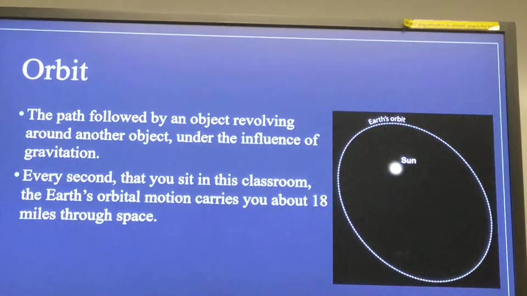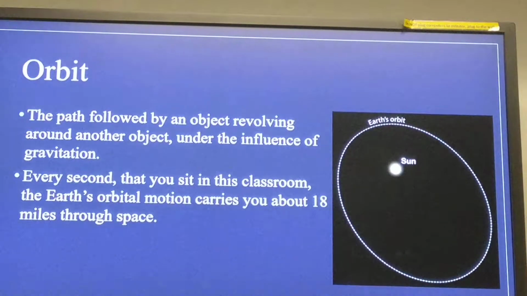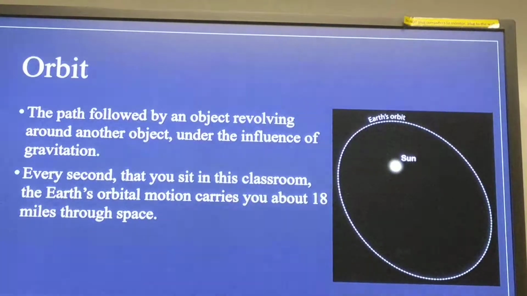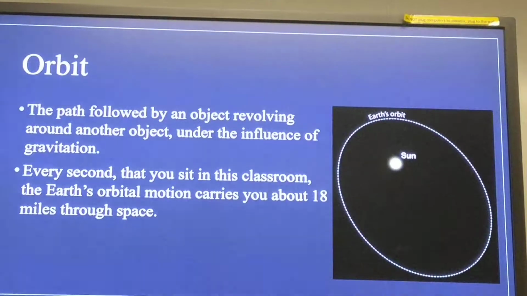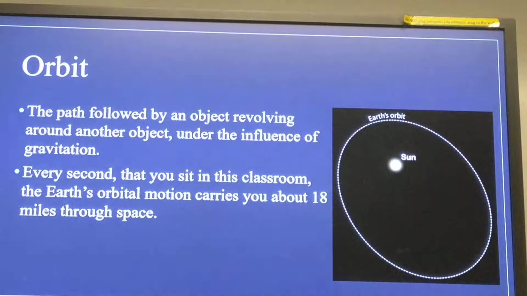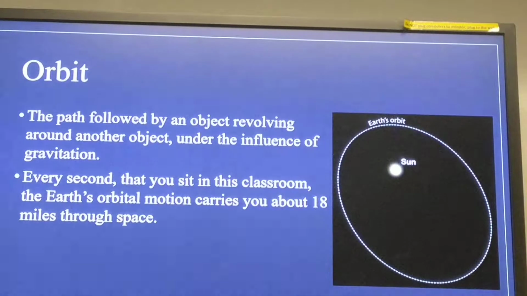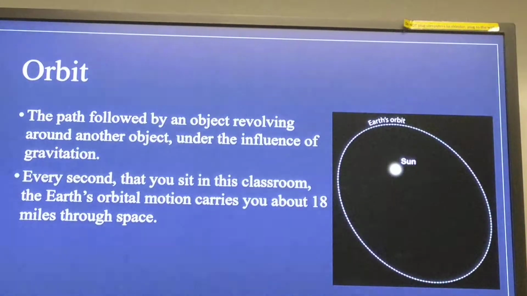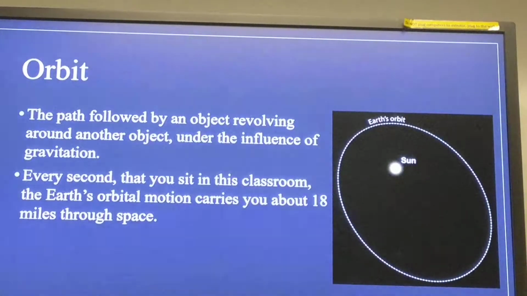Orbit. The path followed by an object revolving around another object under the influence of gravitation. Every second that you sit in this classroom, the Earth's orbital motion carries you about 18 miles through space.